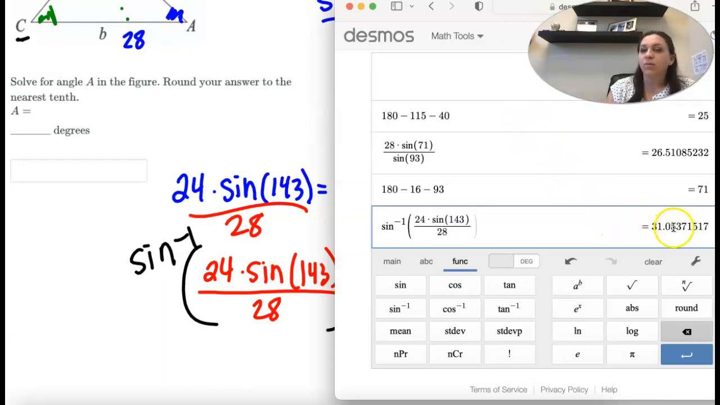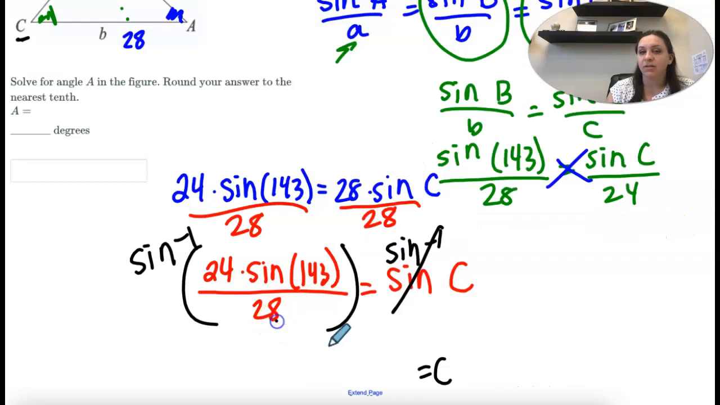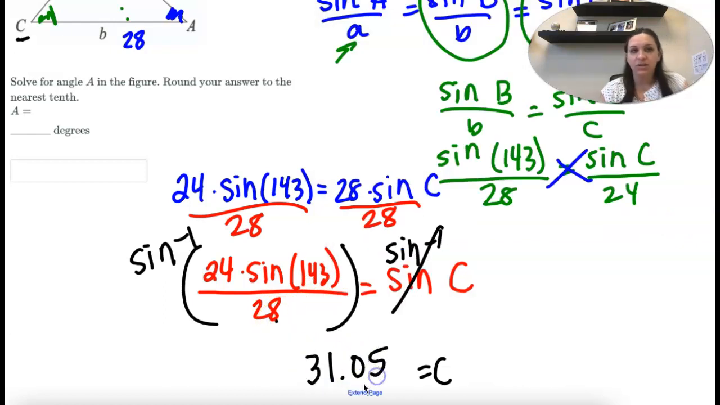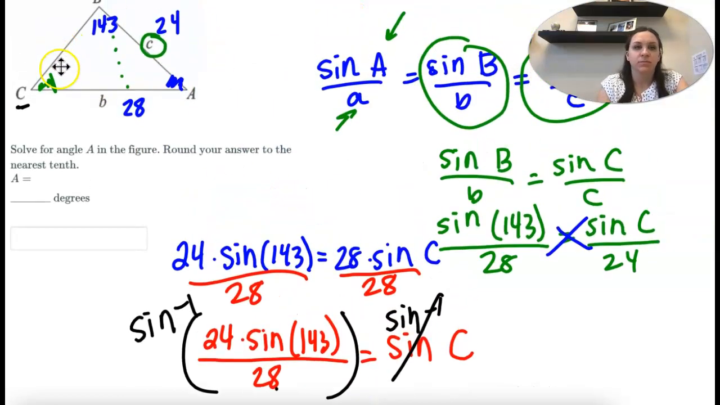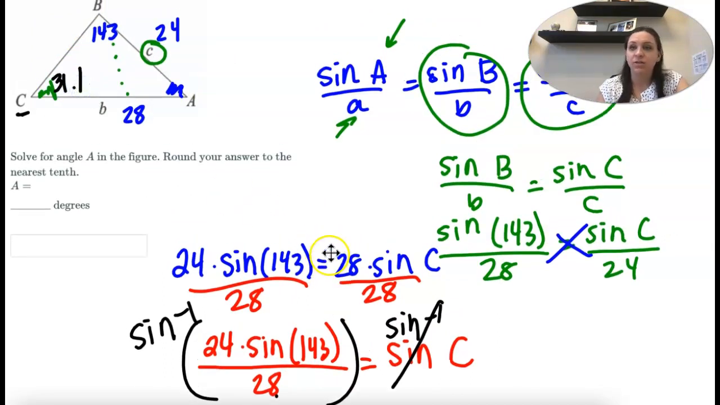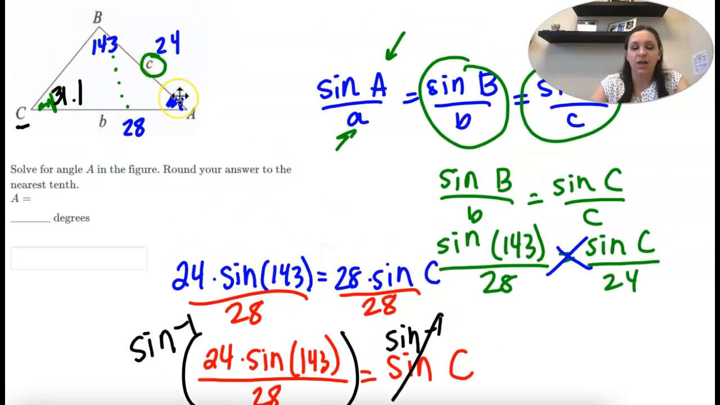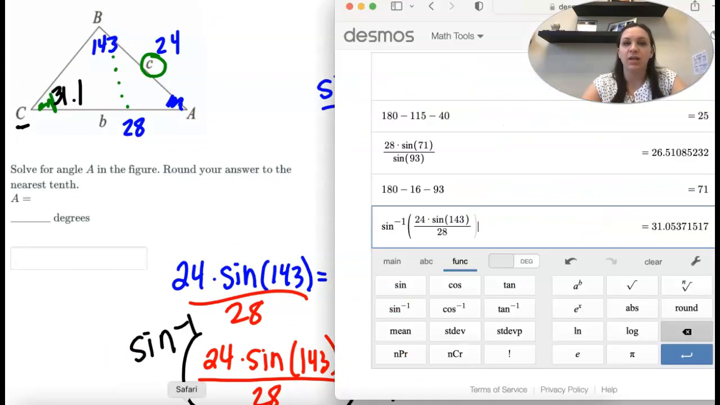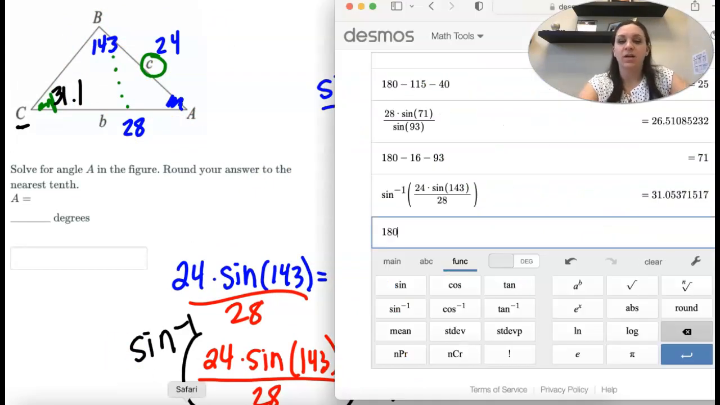So 31.05 is angle C. Oh, I'm rounding to the nearest tenth. So 31.1 is angle C. Now I can get angle A by subtracting from 180. So 180 minus 143 minus 31.1. My bad.